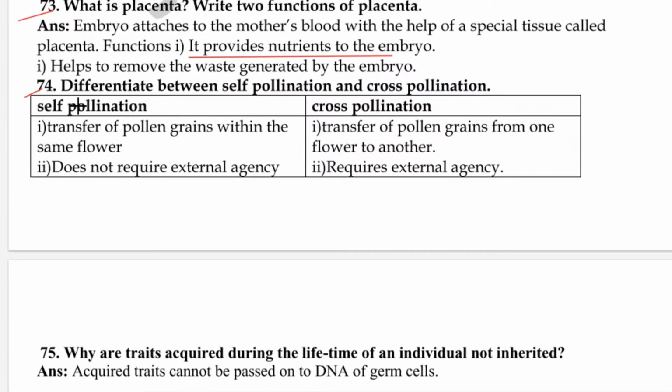Question number 74. Differentiate between self-pollination and cross-pollination. Self-pollination, transfer of pollen grains within the same flower. Here in cross-pollination, transfer of pollen grains from one flower to another. And the next difference is, does not require external agency. Here it requires external agency.